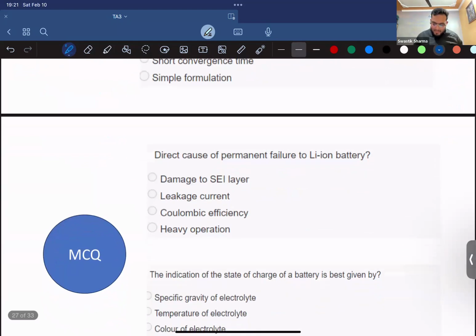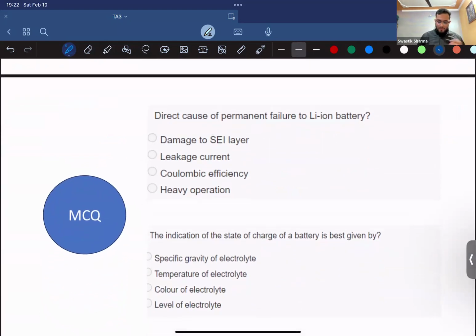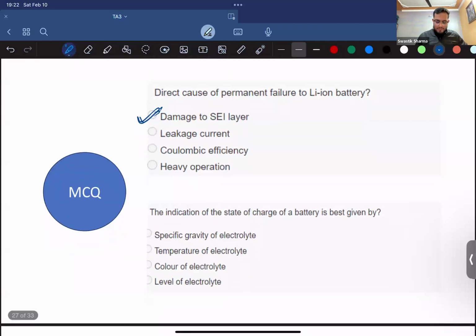Okay, I didn't talk about this in my lecture, but can anyone tell me what is the direct cause of permanent failure of lithium ion? I'll just tell it because it's not really relevant. But if someone wants to talk about it, you can watch Sir's fifth lecture slide. So a direct cause is damage to the SEI layer, which is generally called the solid electrolyte interface layer.